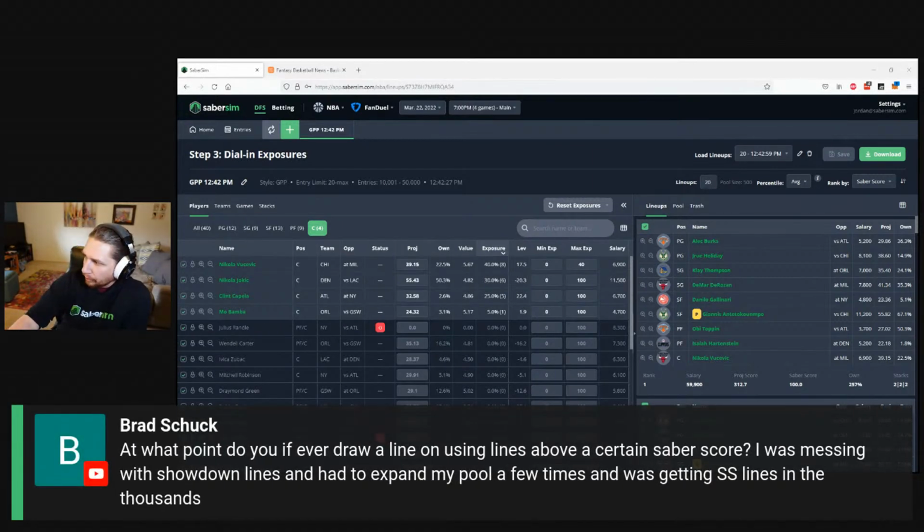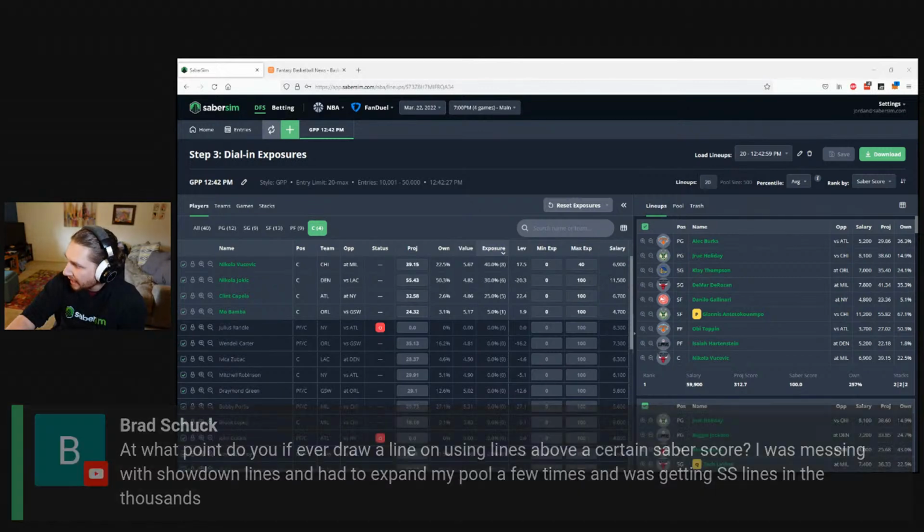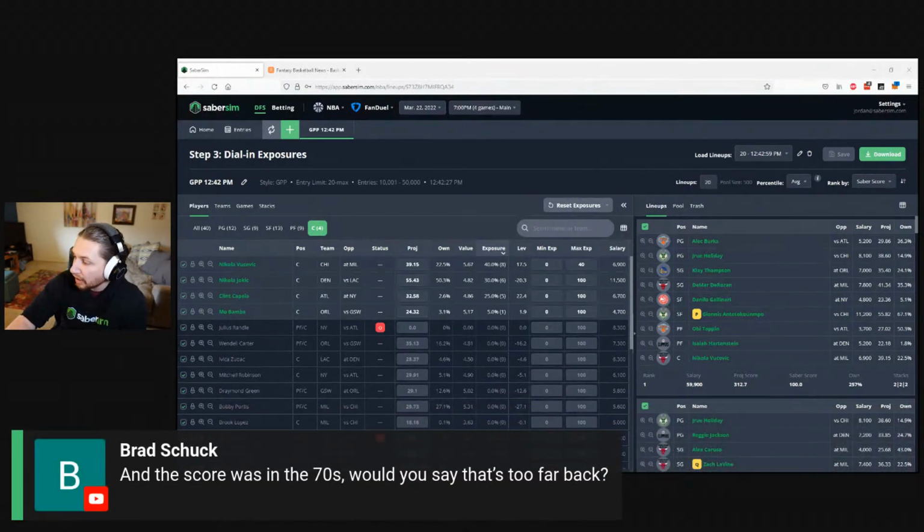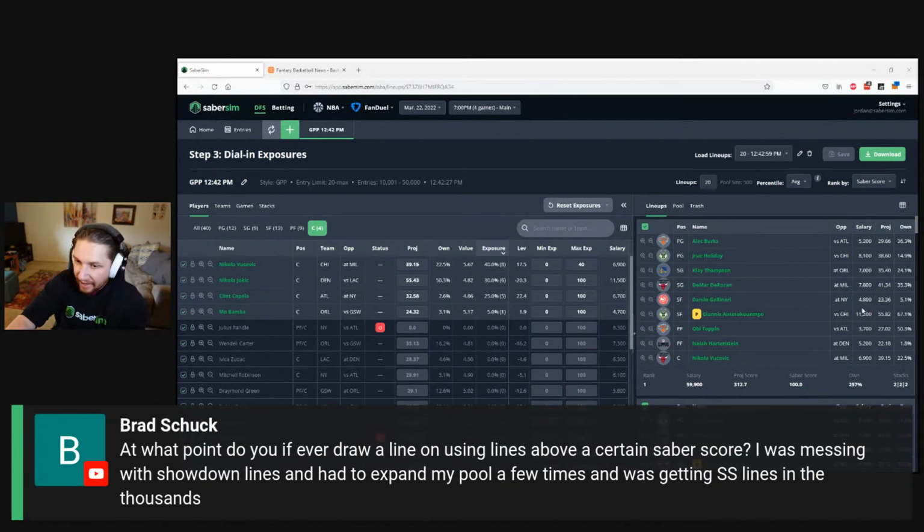Brad said, at what point do you ever draw a line on using lines above a certain SaberScore? Never. I never do that. I think there was a conversation in Slack earlier today about that, and I don't really understand that. Brad said, I was messing around with showdown lines and had to expand my pool a few times and was getting SaberSim lines in the thousands, and the score was in the 70s. Would you say that's too far back? Oh, okay. Would you draw a line using lines below a certain SaberScore? It sounds like what this question is really at.